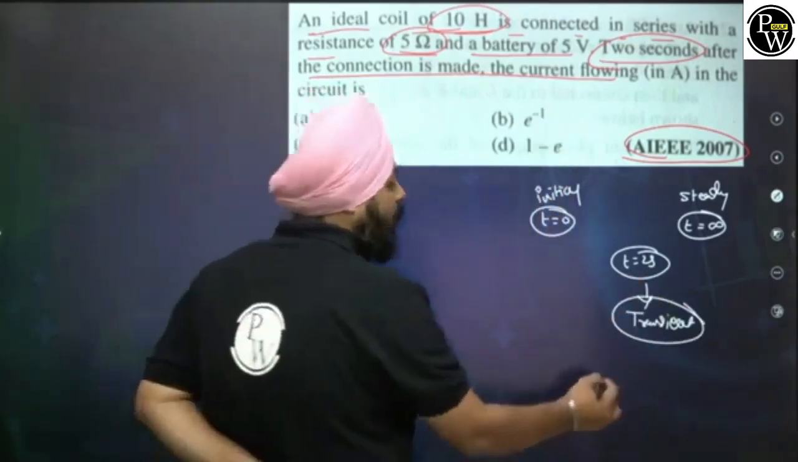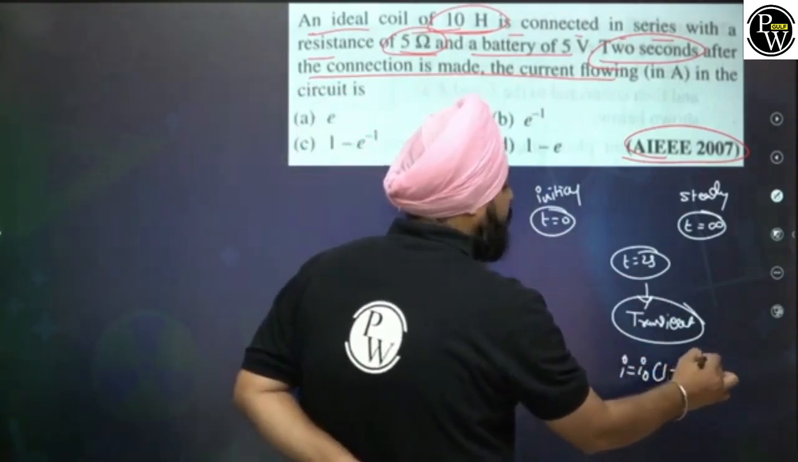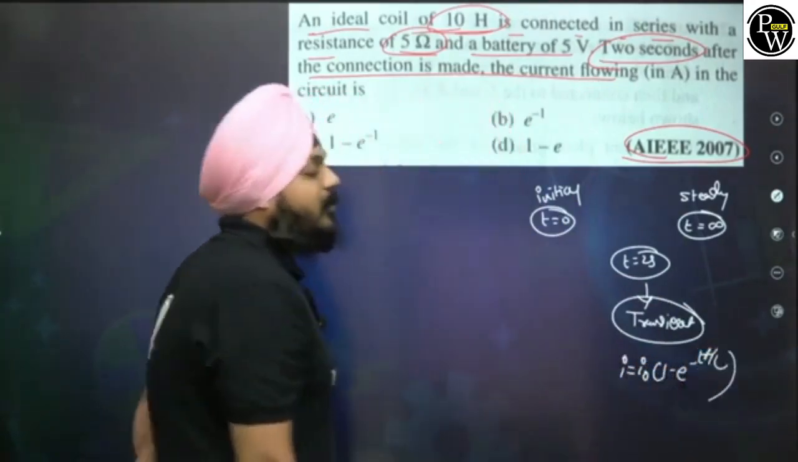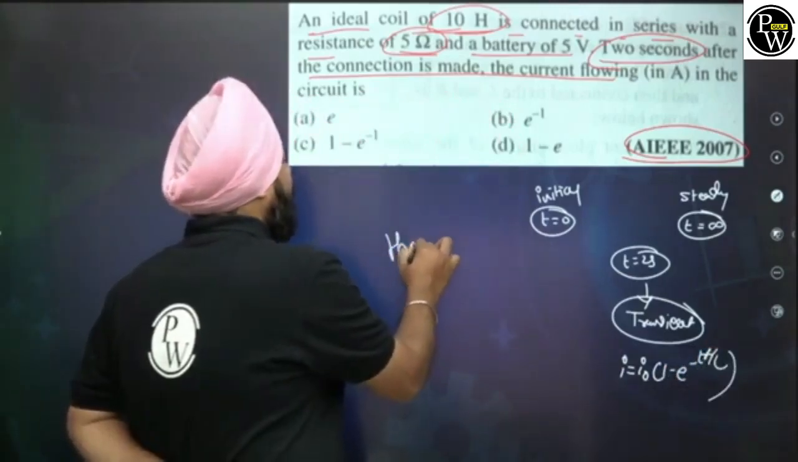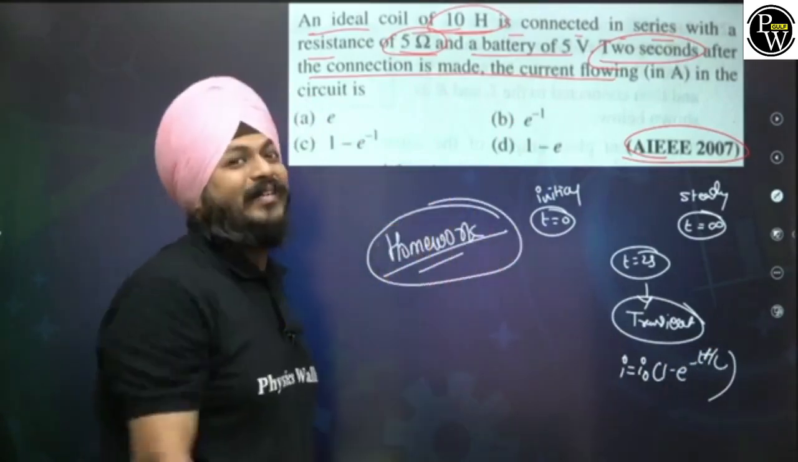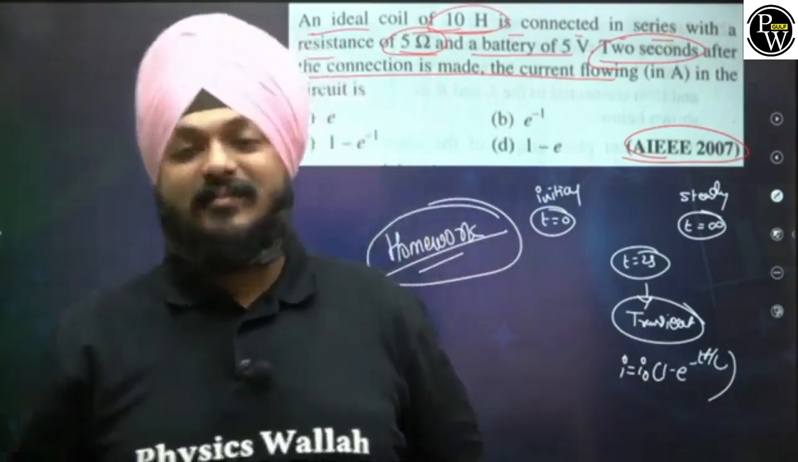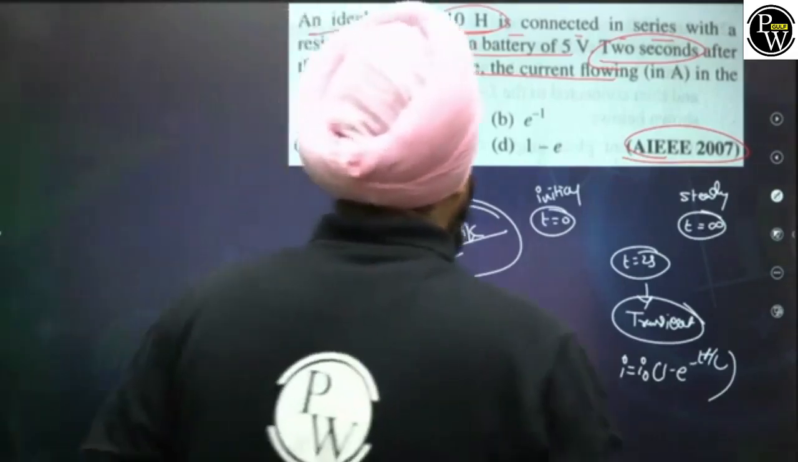So which formula are we going to use? I is equal to I0 times 1 minus e raised to minus tR by L. Guys, this is the homework from my side. Everything is solved; you just have to answer beneath the video.